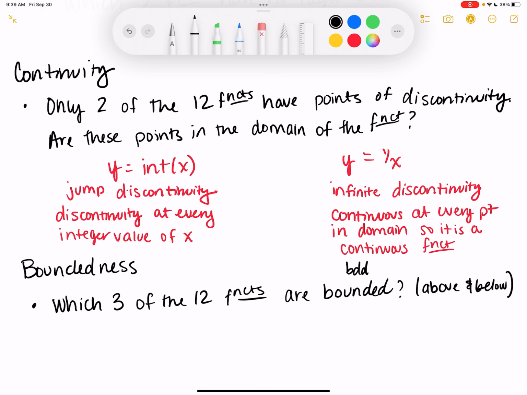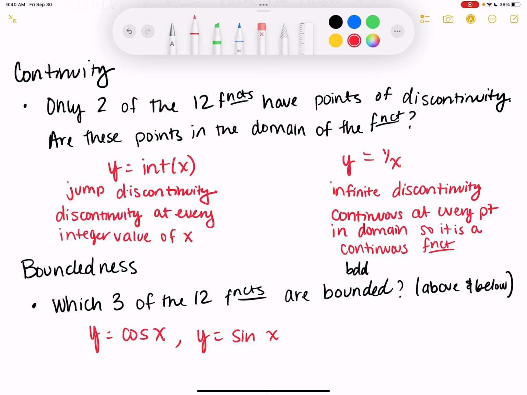So one is f of x equals cosine of x. Yep. And then y equals sine of x. Yep. And then you may or may not guess the last one. Is it y equals x cubed? Nope, that one goes on to infinity.